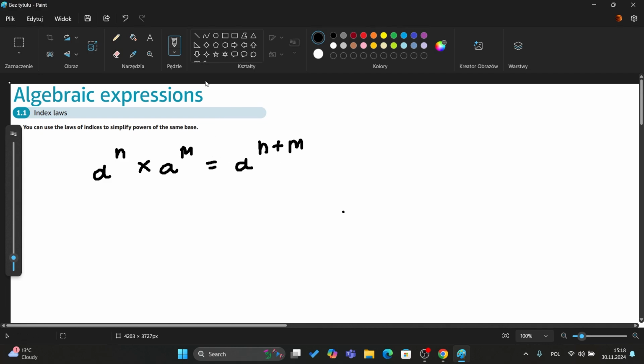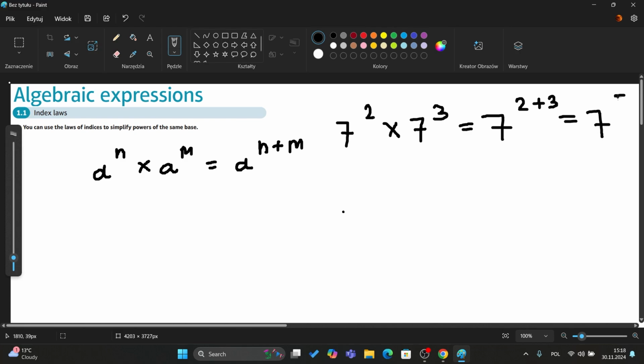So if we have the same base, like 7 power 2 times 7 power 3, we can deal with the powers. The base stays the same and the powers add together, which gives us 7 power 5. And the same goes for multiplication and division.